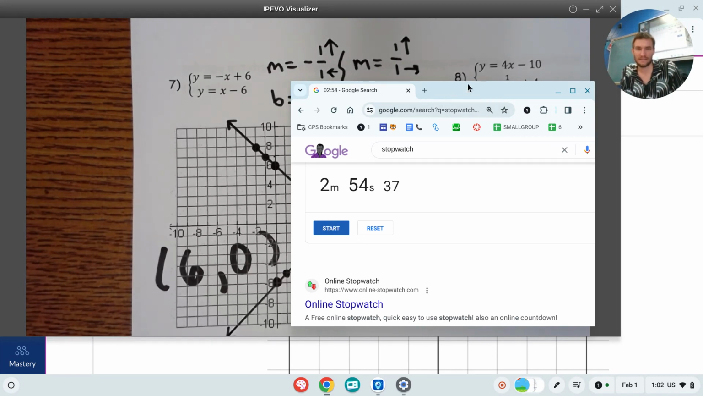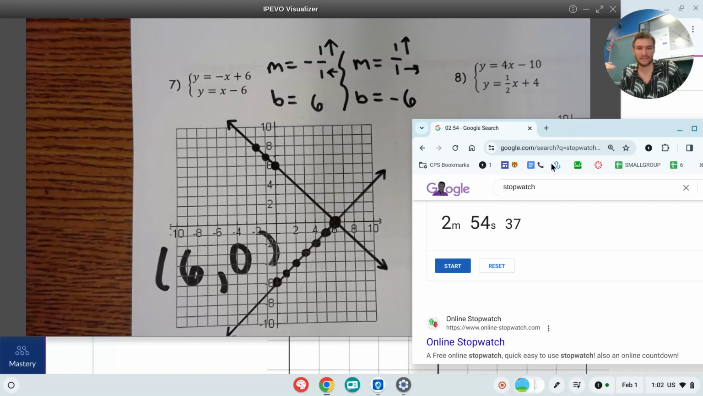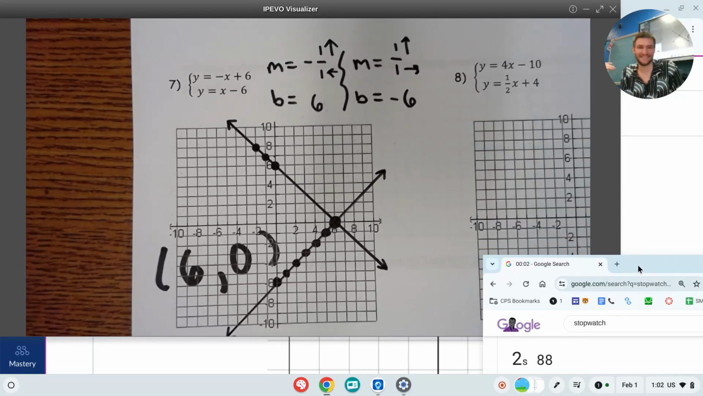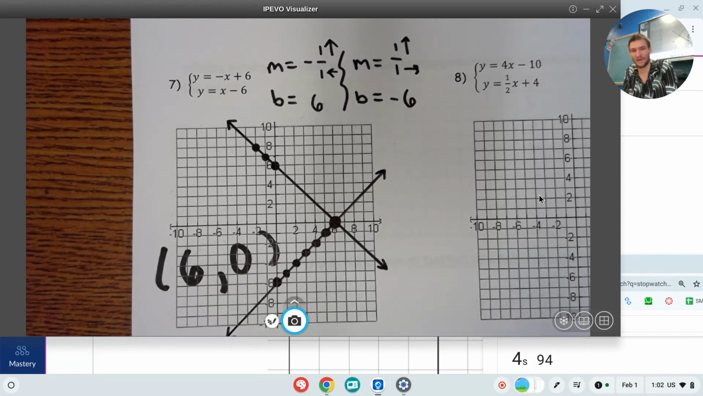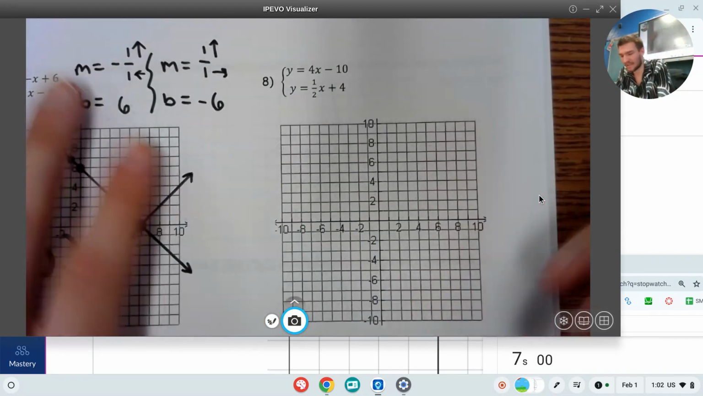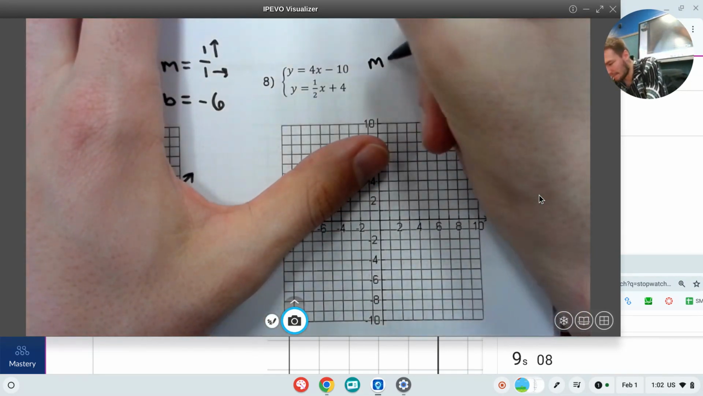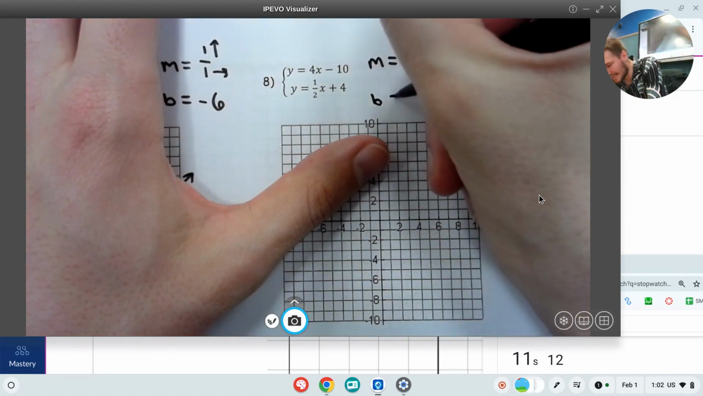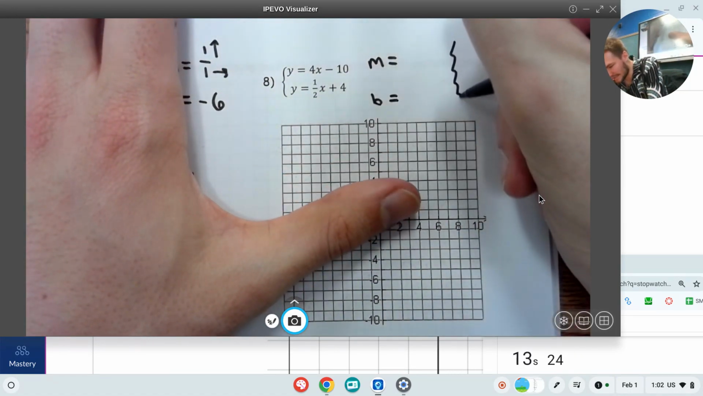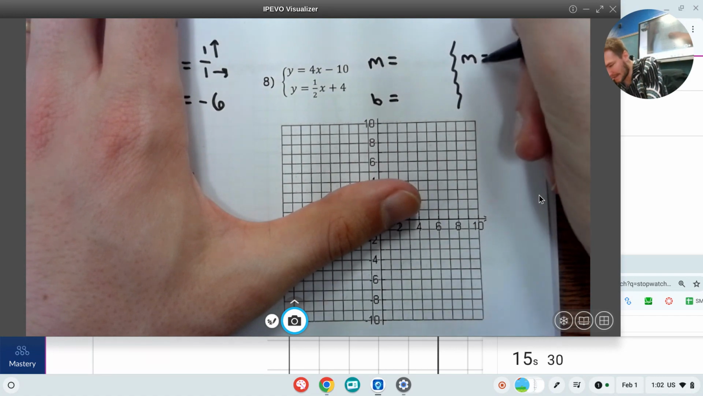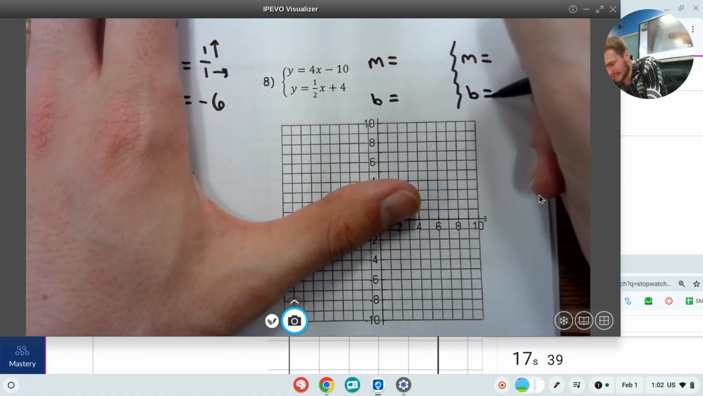Might be a fraction. Whoa, a fraction. Let's see. Crazy, you are not going crazy. All right, let's try this last one. Number 8. Let's figure out what the M equals, B equals squiggly line. M equals, B equals.